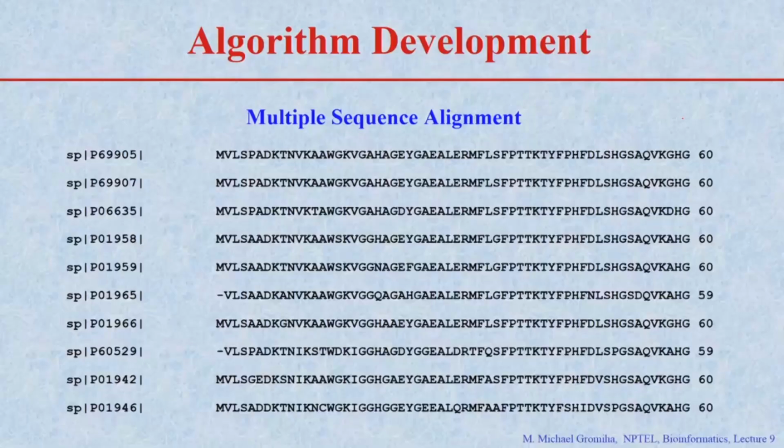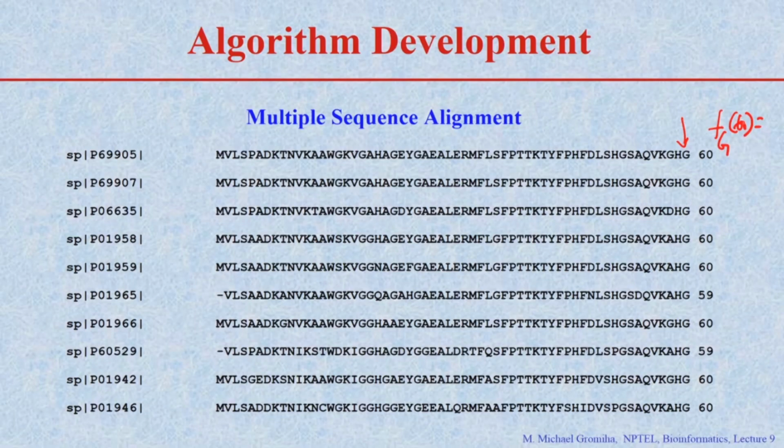So, for example, if we have this sequence, okay, this position. What is the frequency of G at position number 60? 10 by 10, right. So, this is equal to 1. If we take this position, position number 9.